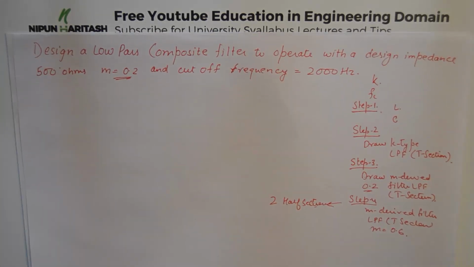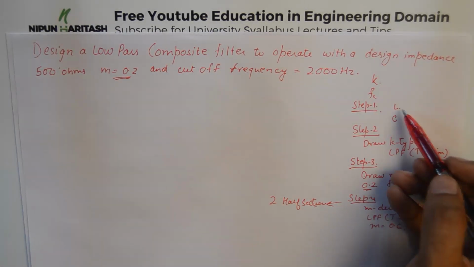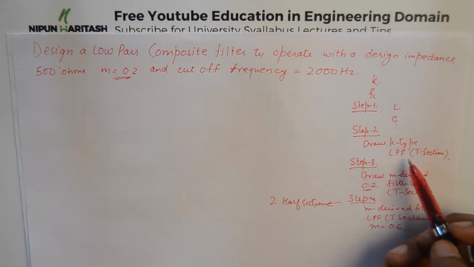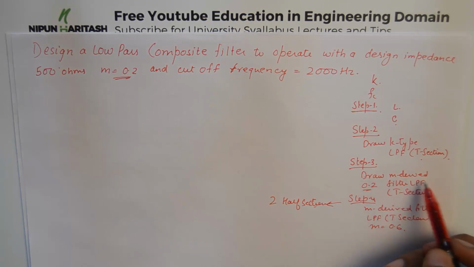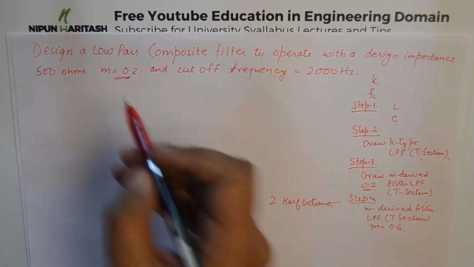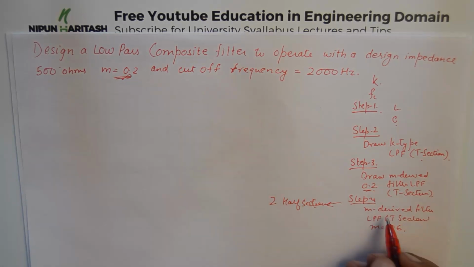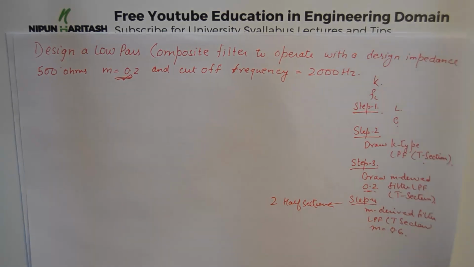So if you know these steps now: step number 1, find L and C. Step number 2, draw the K type low pass filter T section. Step number 3, draw the M derived low pass filter T section with the given M, and step number 4 will be to draw the M derived filter T section with M is equal to 0.6 for 2 half sections.